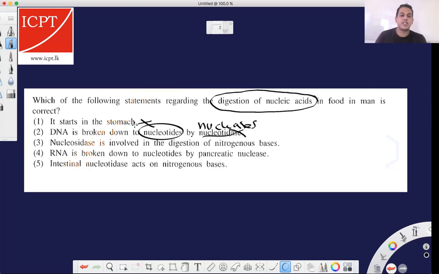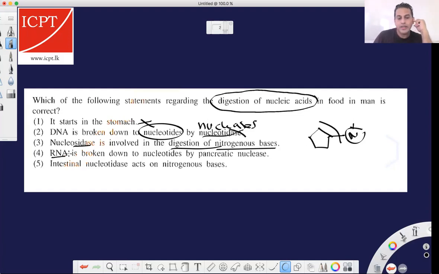Nucleases break DNA into nucleotides. Third one, nucleoside is involved in the digestion of nitrogenous base. Now, what is the function of nucleosidase? Nucleosidase breaks the bond between the sugar and the nitrogenous base. There is no digestion of nitrogenous base. So this is the nitrogenous base. This nitrogenous base is not digested by nucleosidase. Nucleosidase digests nucleoside.